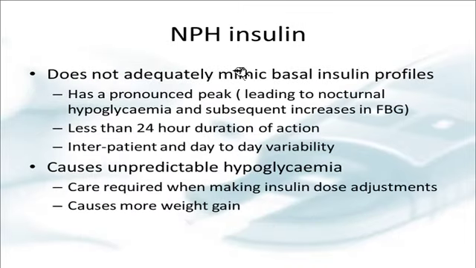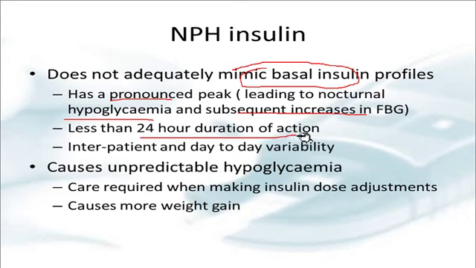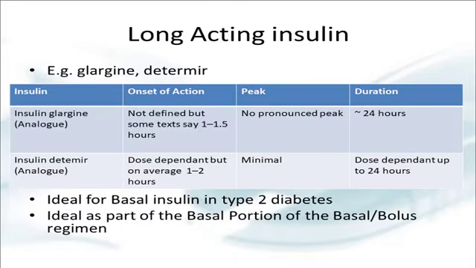NPH insulin does not adequately mimic basal insulin profiles due to its pronounced peak, which means it can lead to nocturnal hypoglycemia, and as a result, subsequently increased fasting blood glucose levels. So morning hyperglycemia can result. Remember that it has a less than 24-hour duration of action, and there is interpatient and day-to-day variability, and therefore it causes unpredictable hypoglycemia, and care is required when doing insulin dose adjustments, and of course it causes more weight gain as well.